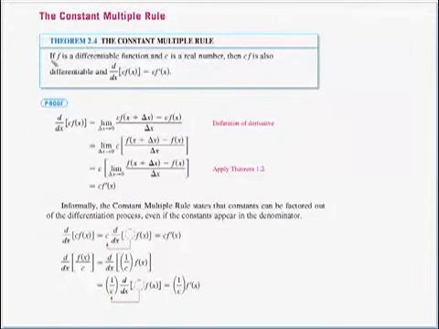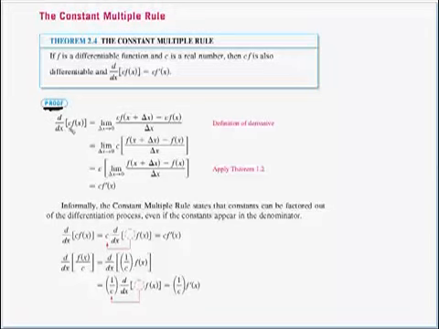So the theorem box says if f is a differentiable function and c is a real number, then c times f is also differentiable, and d dx, the derivative with respect to x, of our constant c times our function is just the constant times the derivative. And the proof of this, I like to include the proof here in the notes. This is a nice short sweet one.